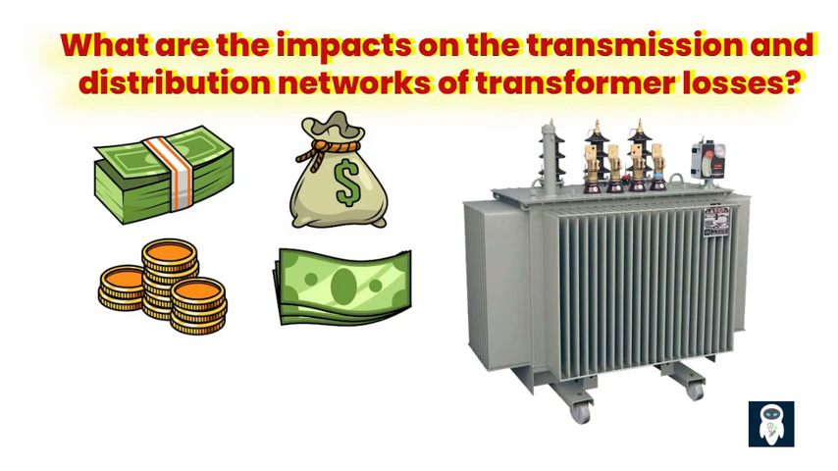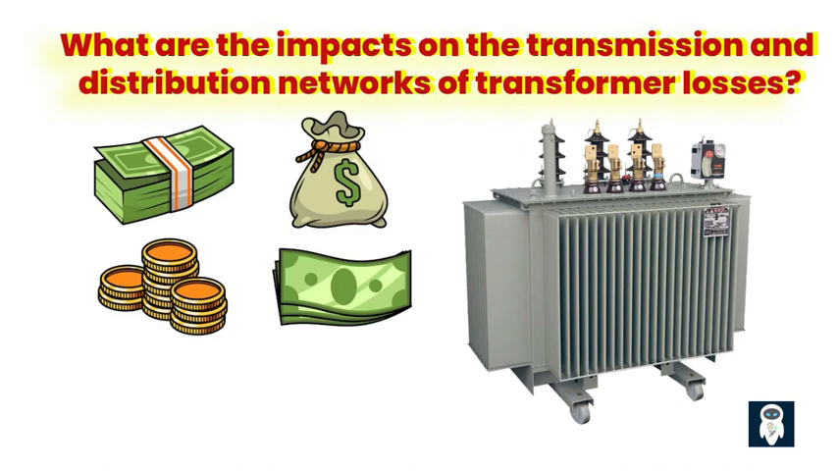As losses generate heat, the temperature of the transformer rises. Higher temperatures can reduce the transformer's capacity to handle load variations and can lead to premature aging or failure of the equipment. This increased loading requires careful monitoring and management to avoid overloading and ensure operational safety. Energy losses due to transformer losses represent wastage within the transmission and distribution network.